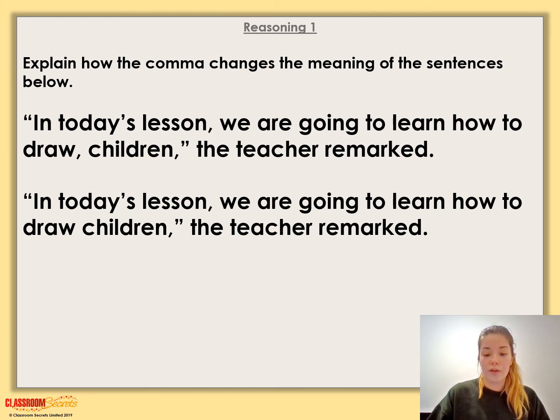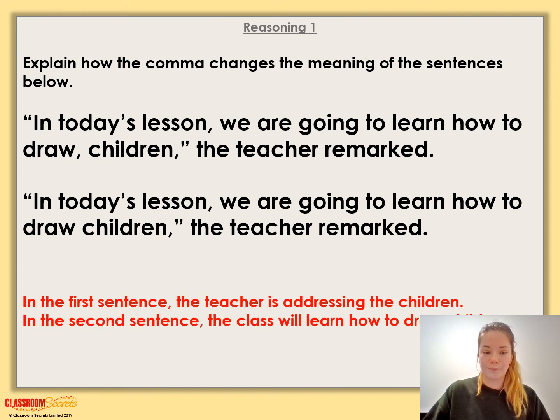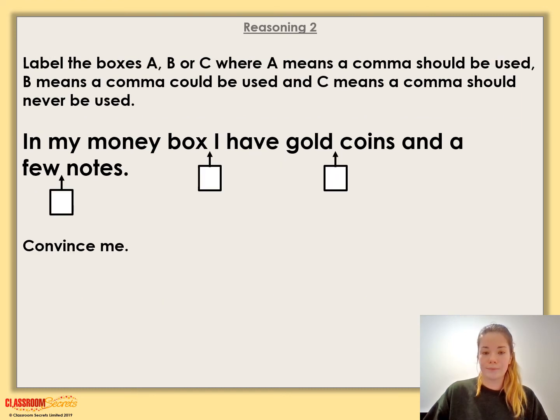So if I have a look at the first one there, I can see that a comma has been used between draw and children. Now that lets me know that the teacher is speaking directly to those children. Whereas in the second sentence, a comma hasn't been used between draw and children. So that reads that the children are going to be learning how to draw children. So in the first sentence, the teacher is addressing the children. In the second sentence, the class will learn how to draw children.